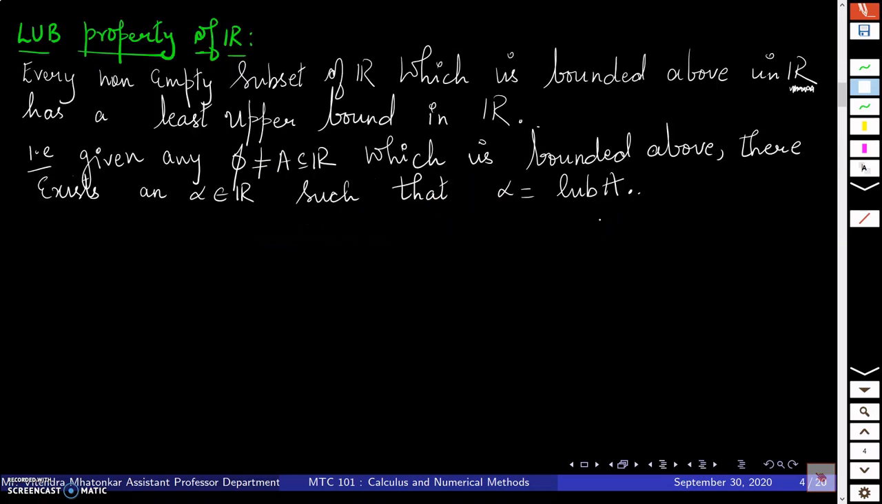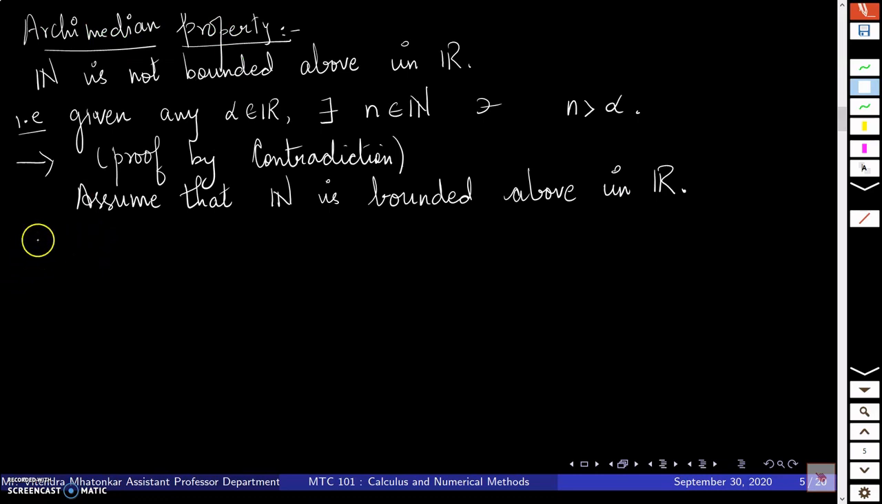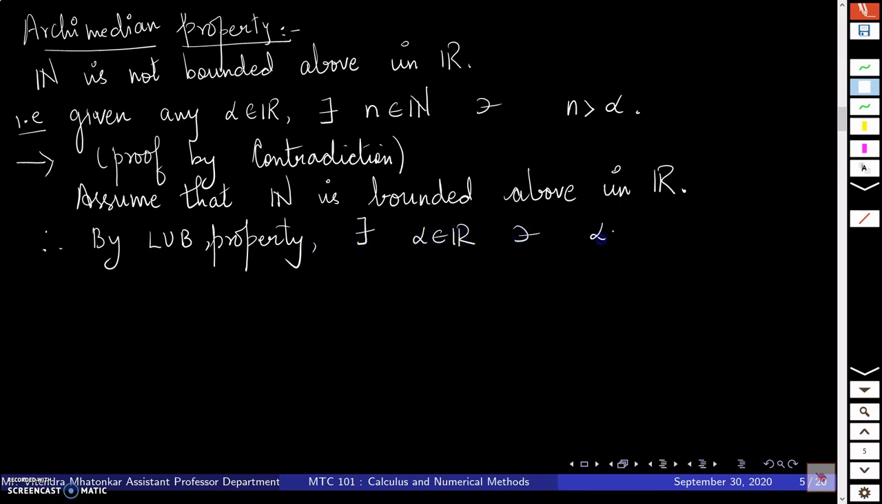Now let me look at the least upper bound property. What does this say? If I take any non-empty subset of R which is bounded above in R, then it will have a least upper bound in R. So I will apply the least upper bound property here, because I am assuming that the natural numbers are bounded above in R. So this set is going to have a supremum. Therefore, by the least upper bound property, there exists a real number alpha such that alpha is the least upper bound, or supremum, of the set of natural numbers.